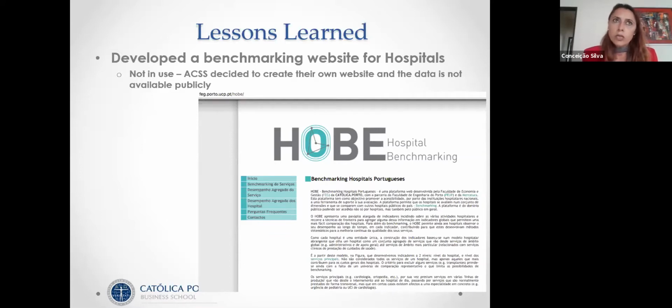We were in close contact with the Ministry of Health in this case and with the Ministry of Education in the other case. And so actually we developed these websites. They really liked what we did, but then they did not use it afterwards. In fact, what they did was they developed their own websites. Both the Education Ministry and the ACSS, which is a branch of the Health Ministry, developed their own benchmarking websites for comparing hospitals and for comparing schools.